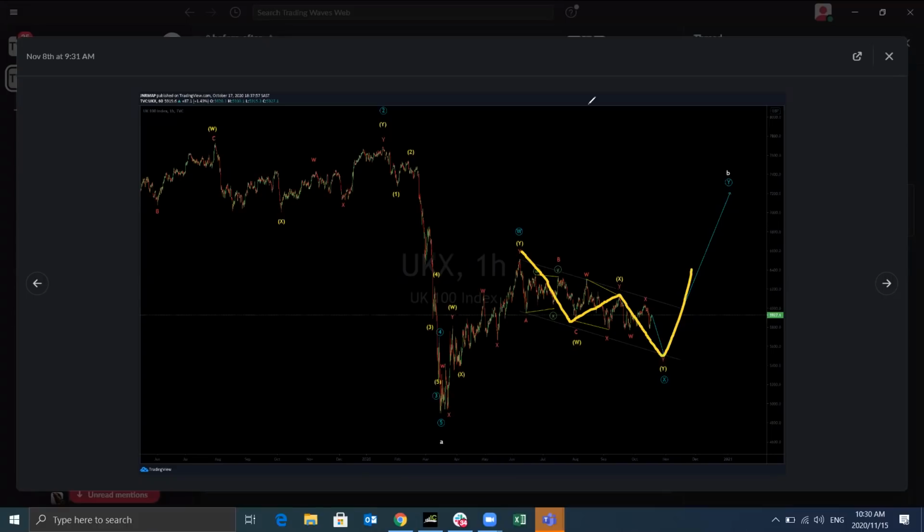Where's the UK 100 now? The UK 100 has now dropped here and has now made a move. We are around here, this area. So that is the expectation. We're expecting it to push up higher like that.